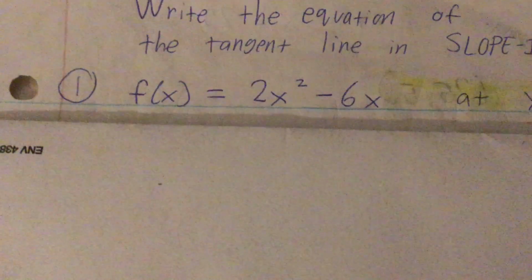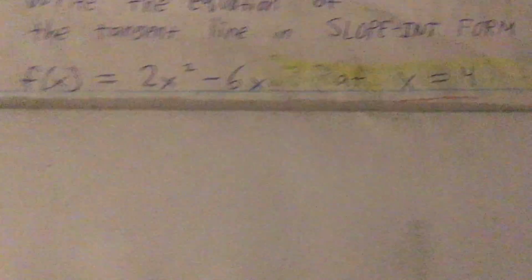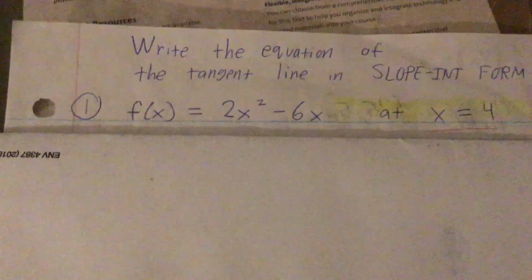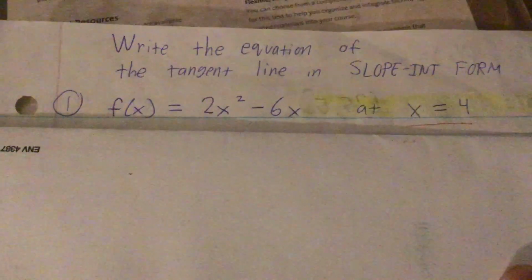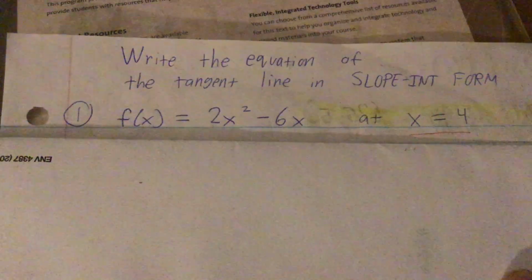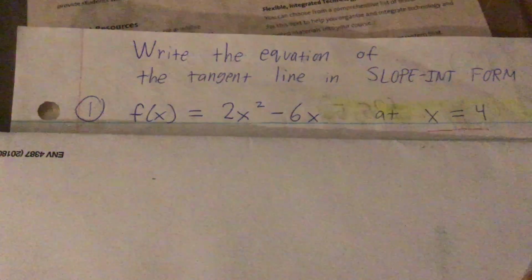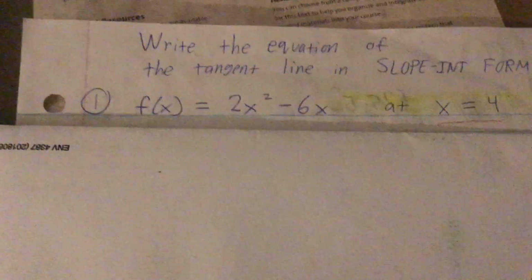So I've got y equals 2x squared minus 6x, and I want to figure out the equation of the tangent line at x equals 4. So step one, well, go back to algebra 1, algebra 2. This is no different than finding the point and finding the slope, writing the problem in point slope form, and then converting that into slope intercept form. It's just the same old, just with calculus.